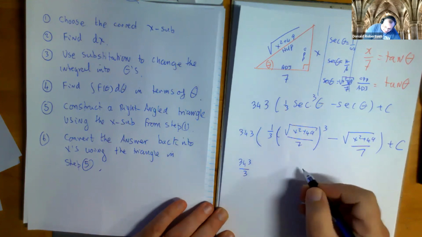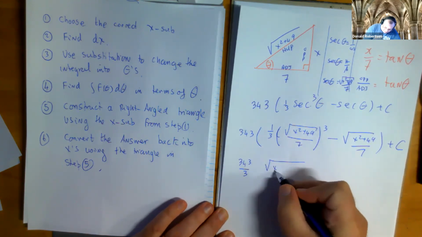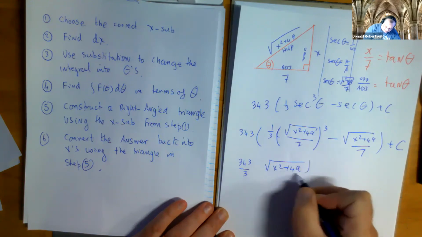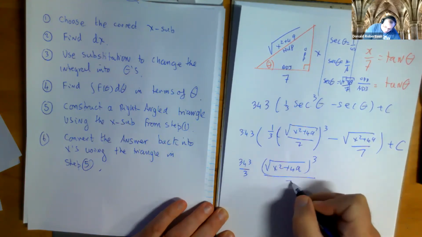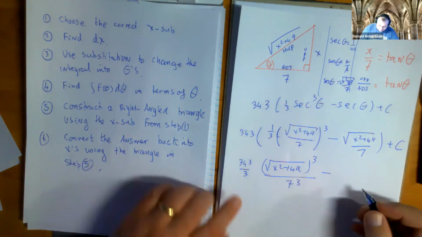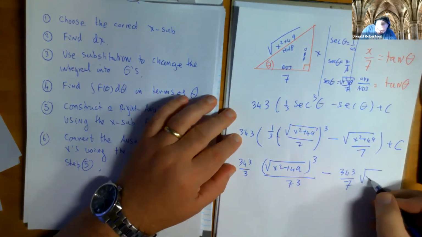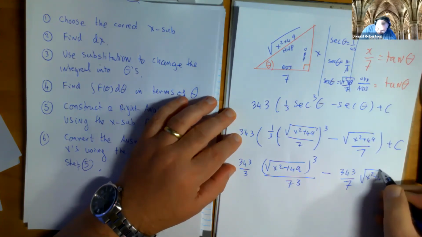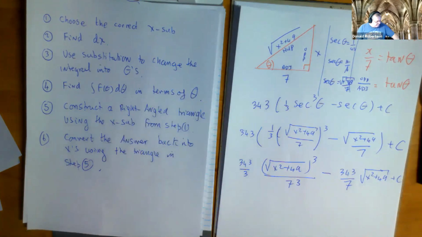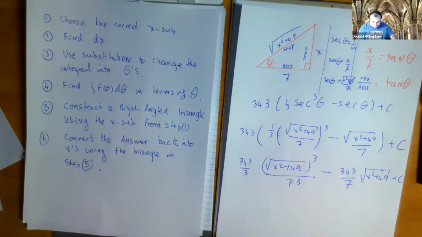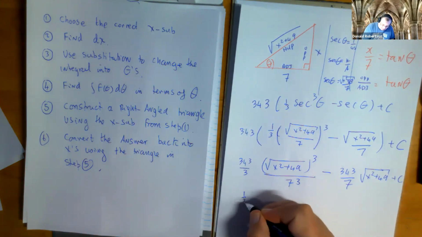343 over 3, square root of x squared plus 49 cubed over 7 cubed, take away 343 over 7, square root of x squared plus 49 and add a c. And that guy divided by that guy, let's see what that looks like. If you take 343 and divide it by 7 cubed, you get 1. So that ends up being actually not that bad.